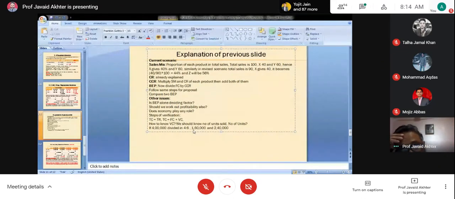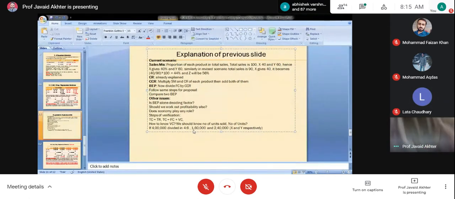Are these steps clear up to this stage, or is there any issue with any one of you? Please tell me if you have any question, please ask. Yes, sir, clear. Anyone for whom it is not clear? Okay. When it is divided in the 4:6 ratio, you get this answer.